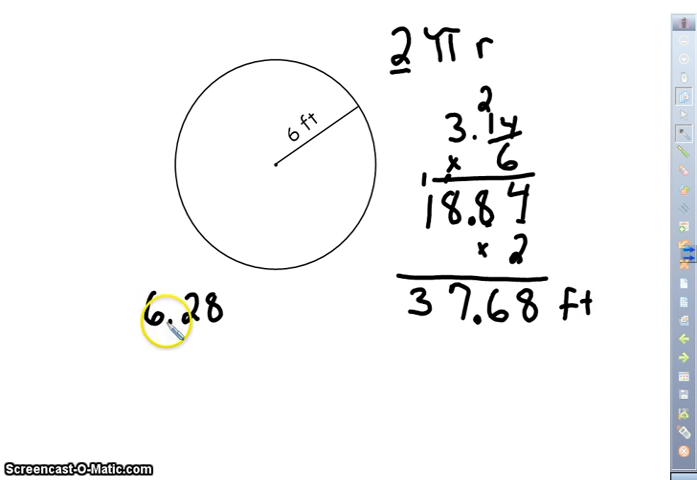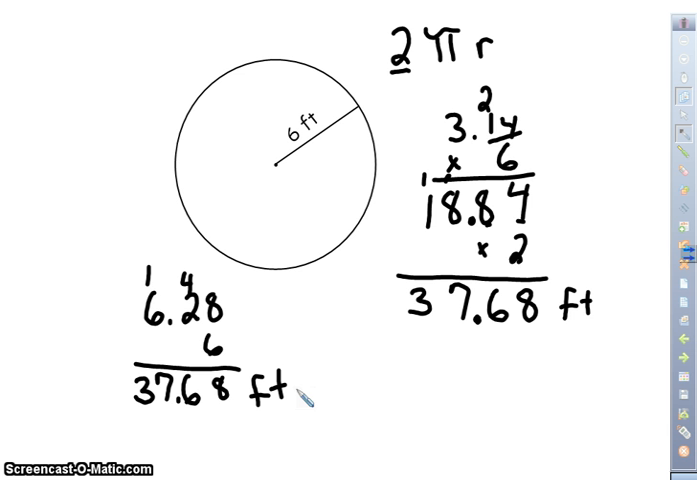Now, if we would have taken the 6.28 and simply multiplied it by 6, we would end up getting the exact same answer. 6 times 8 is 48, and with 12, there's 16. 36 plus 1, 37. So you see, it does not matter which way you do it. If you did not get that correct, please put a star by it, and that's a question you'll want to ask tomorrow.